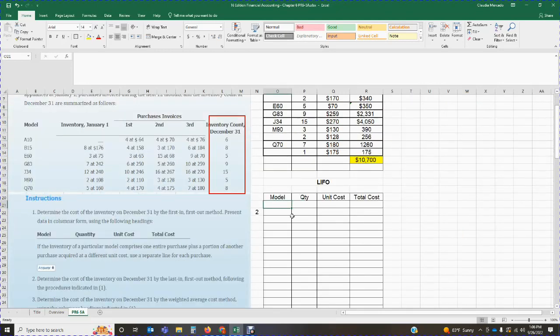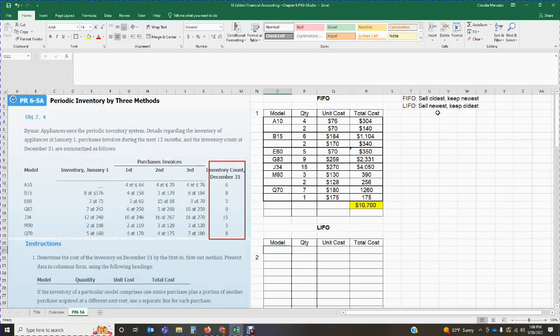Now, using the LIFO method, it's the exact same thing, but under LIFO, I sell my newest and I keep my oldest. So now I'm going to keep my oldest inventory. For LIFO, we are keeping our oldest. For model number 810, we have 6 units remaining. The oldest will be from January the 1st through the first purchase, second purchase, and third purchase. So my oldest will be January the 1st, our beginning inventory.